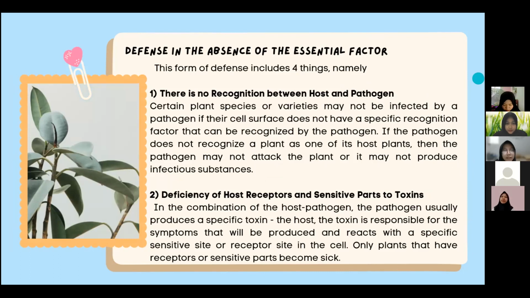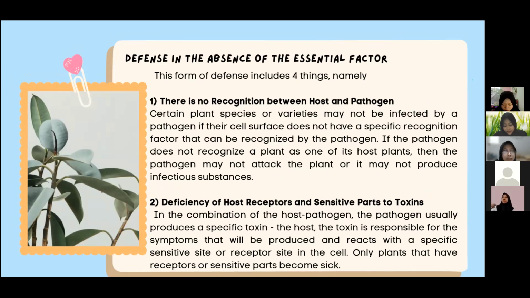And then there is defense in the absence of an essential factor. This form of defense includes four things. First, there is no recognition between host and pathogen. Certain plant species or varieties may not be infected by a pathogen if their cell surface doesn't have a specific recognition factor that can be recognized by the pathogen. If the pathogen does not recognize a plant as one of its host plants, then the pathogen may not attack the plant or may not produce infectious substances.